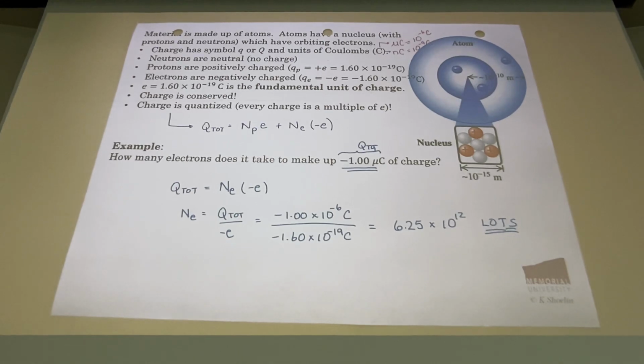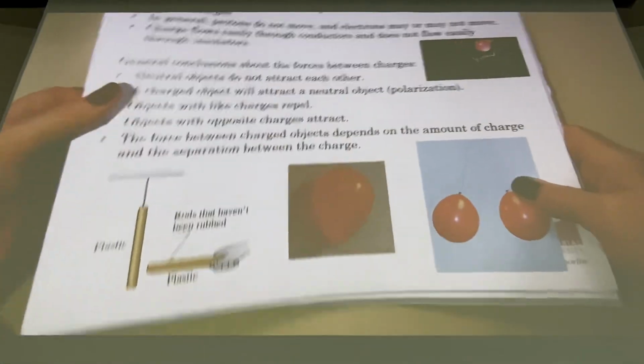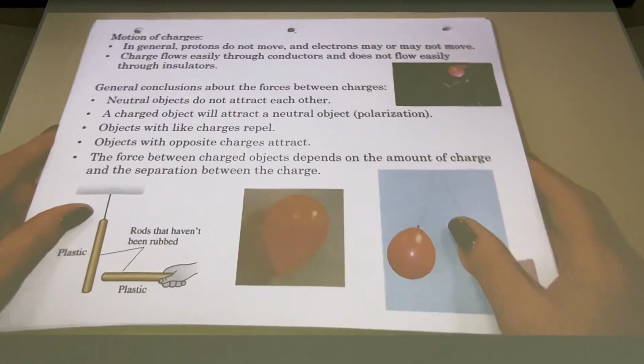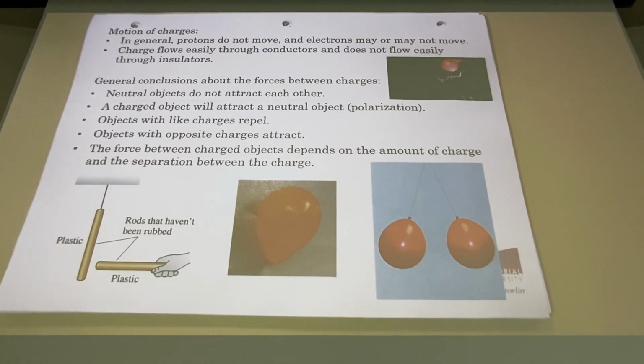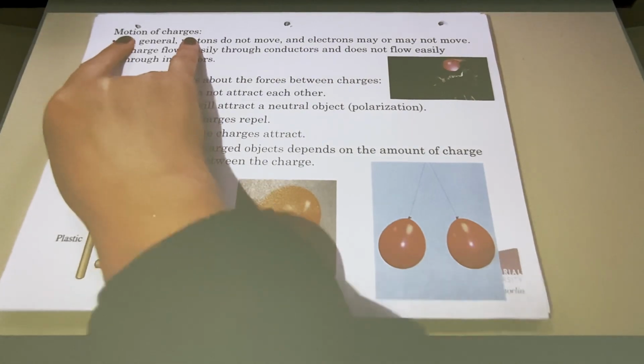What I'm doing with these couple of slides is just a quick recap of all the fundamental information from the first bits of the chapter. If you want to read a little bit more, there are lots more words in the textbook, but I've got all the highlights here. The next bit, which I think you more or less know, is about the motion of charges.